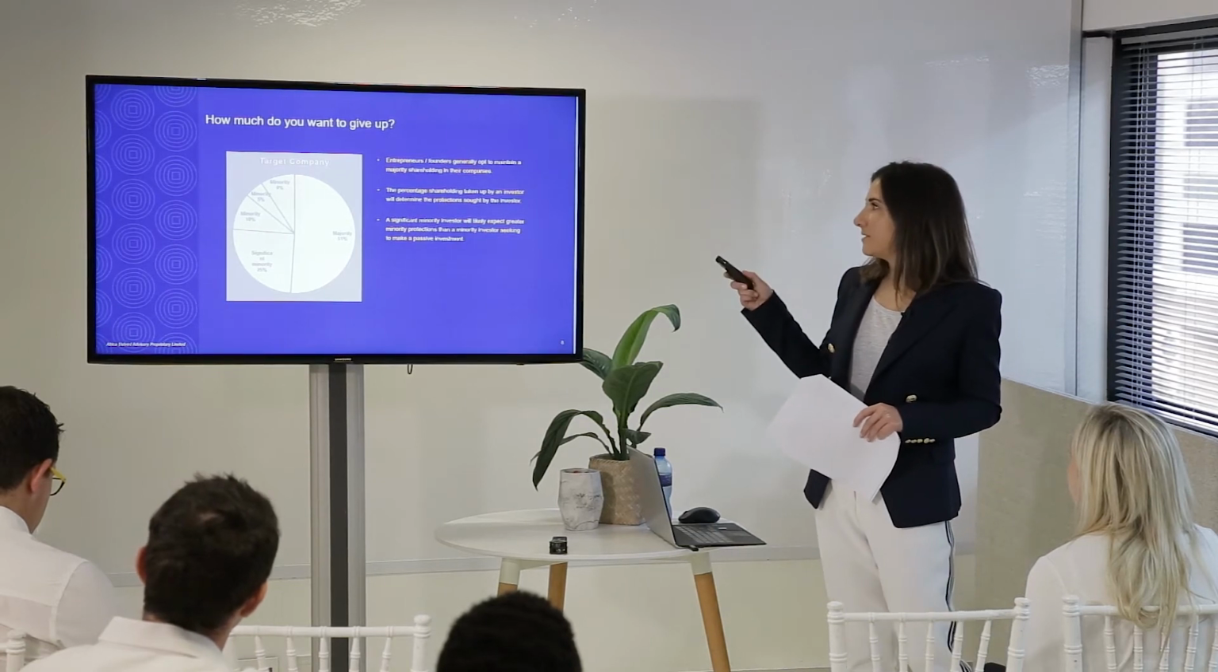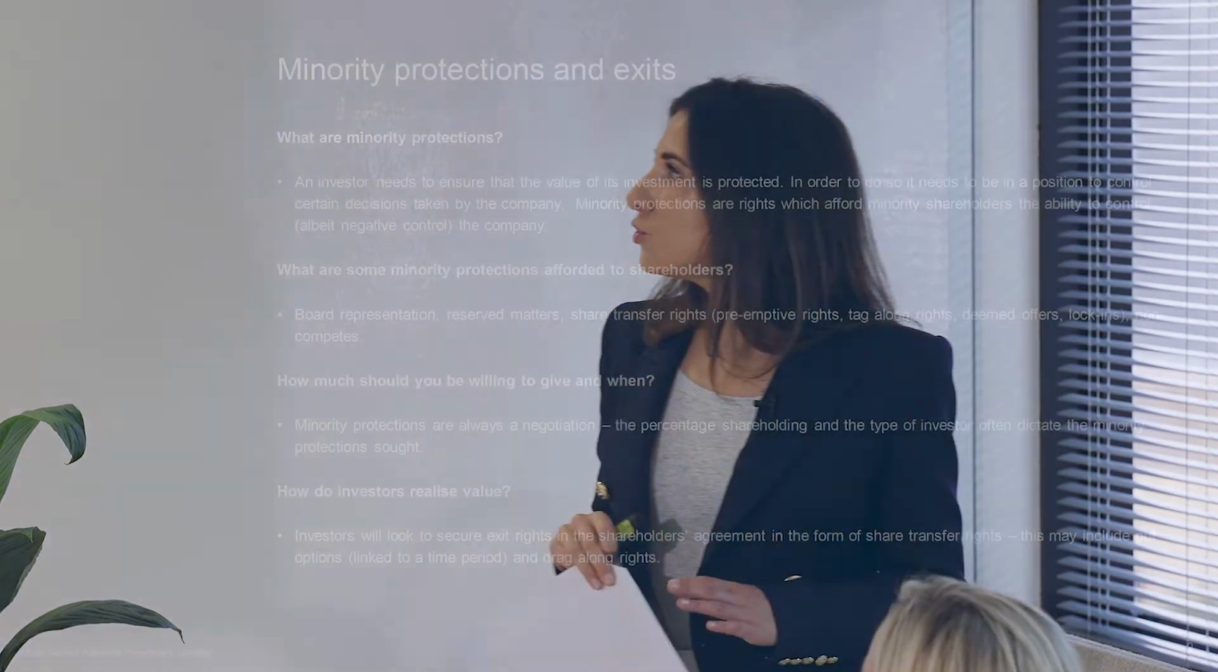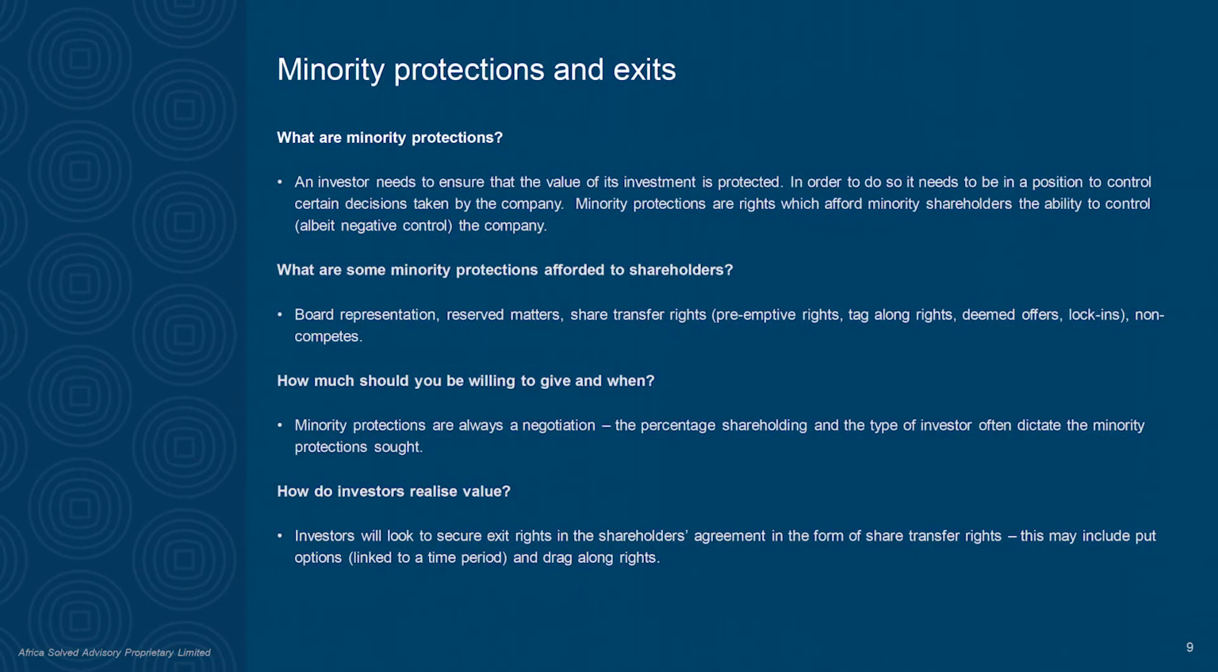So what do these percentages mean, and what should significant minorities be afforded from a minority protection perspective? So what are minority protections? An investor is interested in being able to control certain key decisions of a company. And how does an investor do that? It's equipped with certain rights. These are called minority protections, and they come in various forms. We spoke briefly about reserved matters.